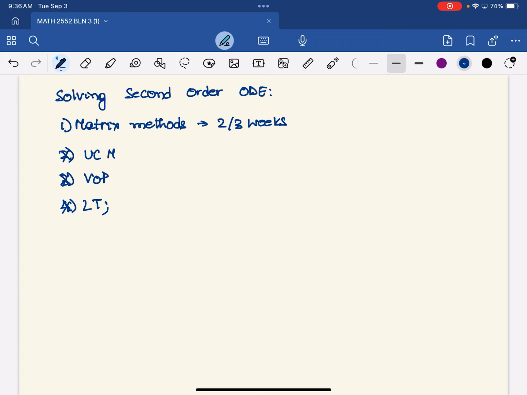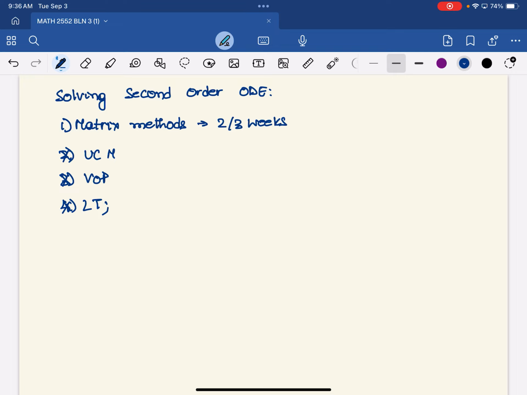You all have completed linear algebra 1553, 1554, 1564. You're good with that. So bring all your knowledge of linear algebra to the class. We're going to use it extensively.